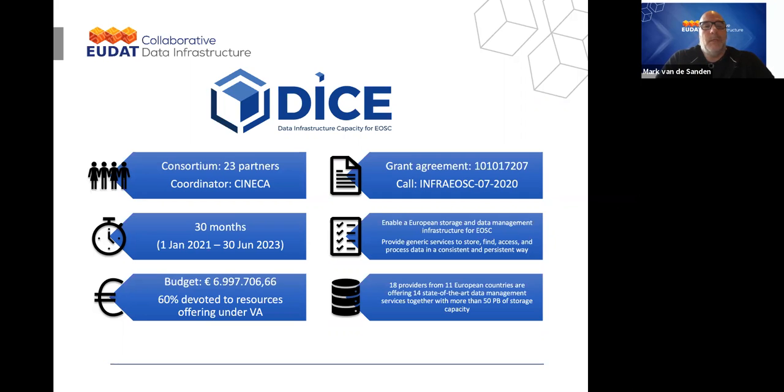The DICE project consists of 23 partners. It is coordinated by our partner, Seneca. It has a 30-month duration and a total budget of about 7 million, and 60% of this budget has been reserved for providing virtual access resources. All partners participating in the DICE project, all provider partners, have been looking at which kinds of services, with a focus on data services, can be offered to communities on the basis of which requirements, and that can be offered through EOSC.